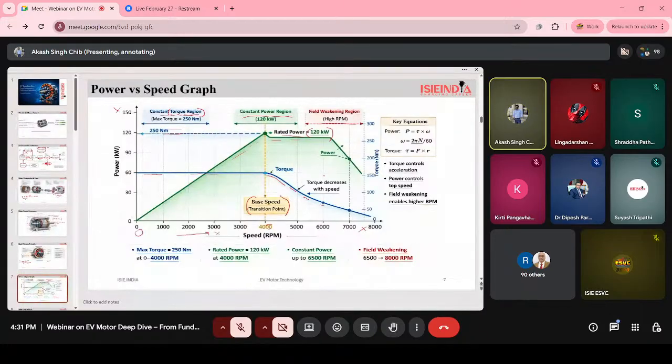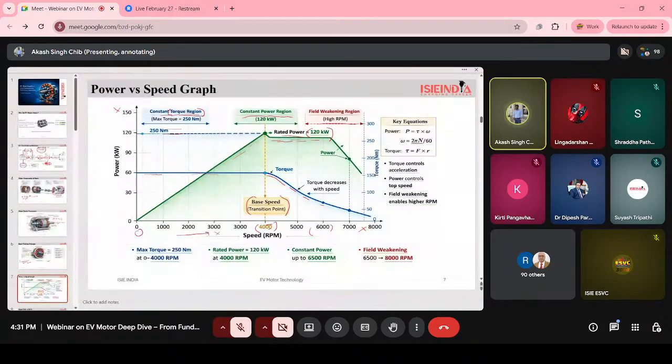Now, the constant power region, you can see from 4000 RPM to 6000 RPM. The power is constant, 120 kilowatt. As speed increases, our torque decreases, but power remains the same. As you can see, power is equal to torque into speed.